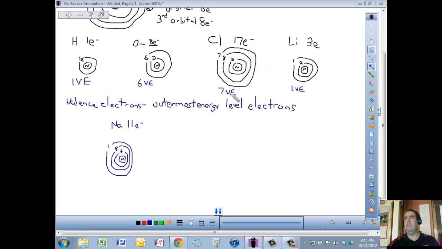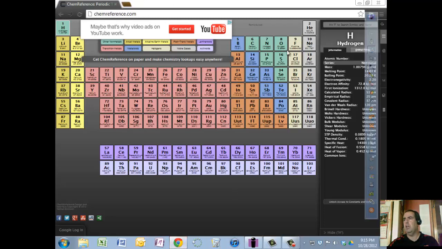Now chlorine has 7 valence electrons. That should be right next to it. That column should be the 7 valence electrons. Let's double check. Okay, right there's chlorine, 7 valence electrons. And then this last one is going to be 8 valence electrons. So again, the pattern on the periodic table: 1 valence electron for the column, 2 valence electrons for the column, 3, 4, 5, 6, 7, and 8.